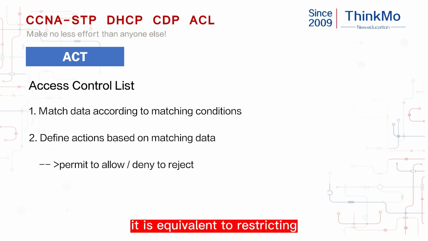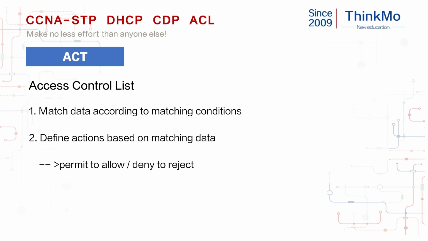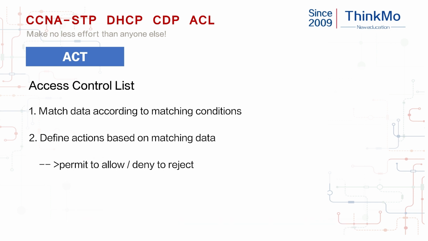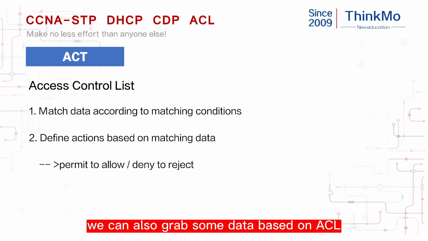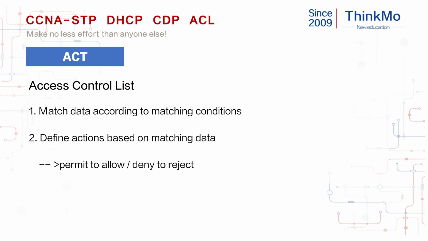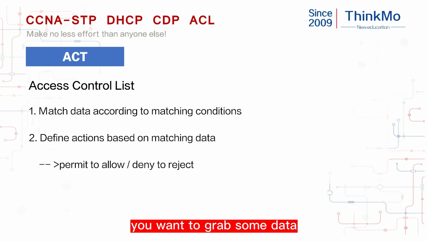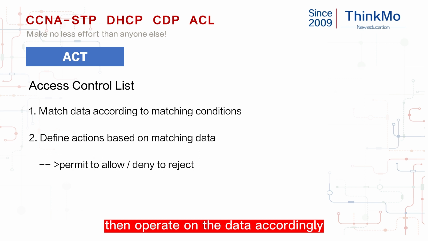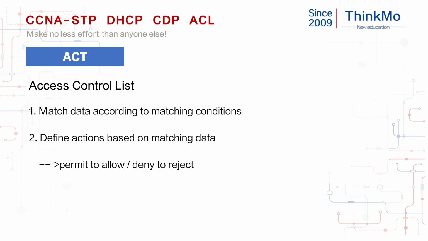Or, it is equivalent to restricting network traffic within a certain range. You can do some other strategies based on it. It's not just a question of whether it works or not. We can also grab some data based on ACL and perform some operations on the data, such as encryption. You want to grab some data, then operate on the data accordingly. There are quite a lot of controllable directions for this operation.